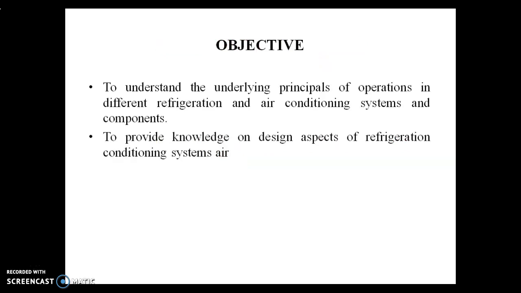The objective of this paper is to understand the underlying principles of operation in different refrigeration and air conditioning systems and components. To understand the principles of operation in different refrigeration systems, we are going to see what a refrigeration system is and its types, and also study what an air conditioning system is and what its types are. The second objective of this paper is to see the design principles and design of refrigeration and air conditioning systems.